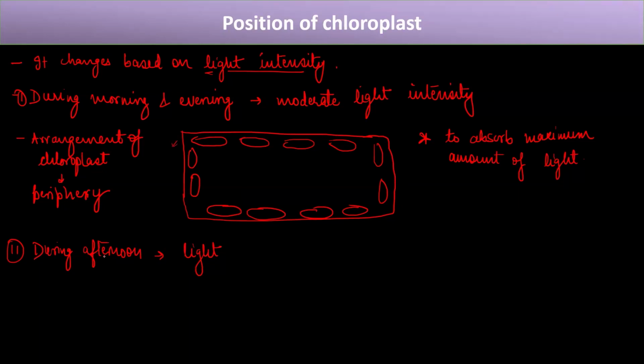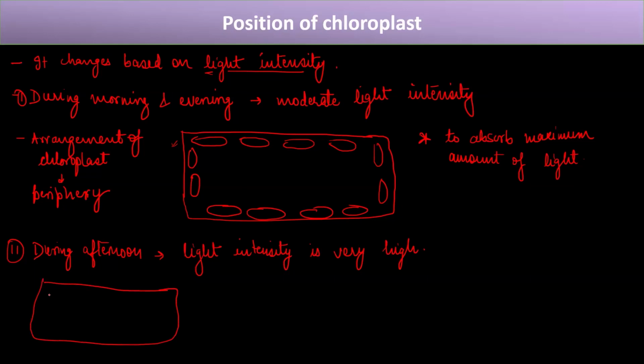But in most cases, what happens? In most cases, during the afternoon, the light intensity is very high. So what happens in this case? Your chloroplast arrangement will look something like this. The chloroplasts will be arranged like this. So they will come to the center.